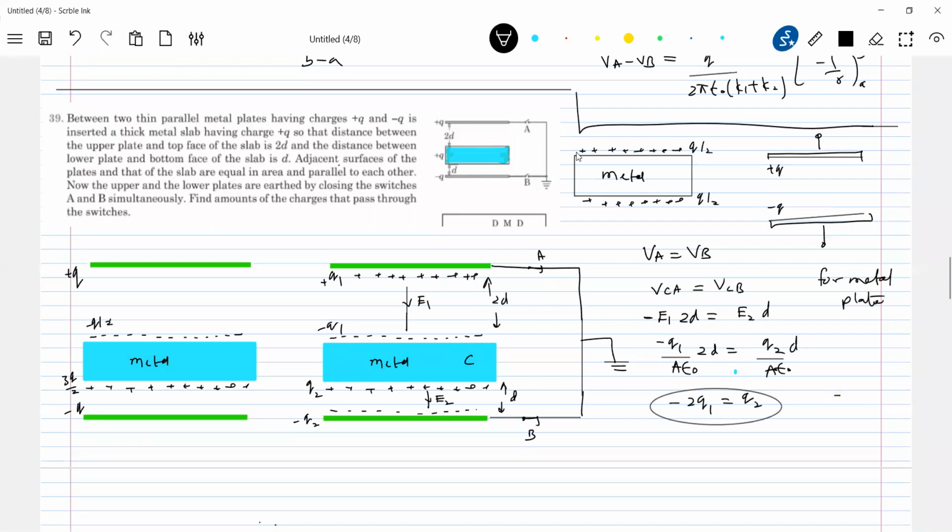The other equation for metal plate. For metal plate, what is the equation? We can write it as Q should be equal to minus Q1 plus Q2. So solve these two equations. So we'll get expression for Q1, Q2. Then after getting Q1, we can check what charge has flown through the switches A and B.